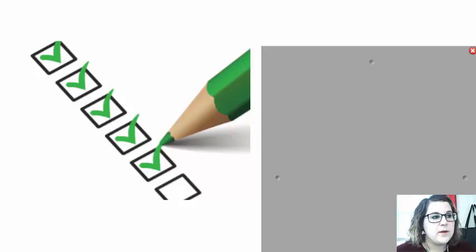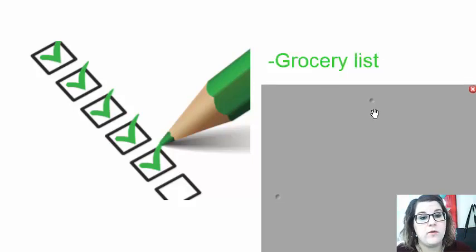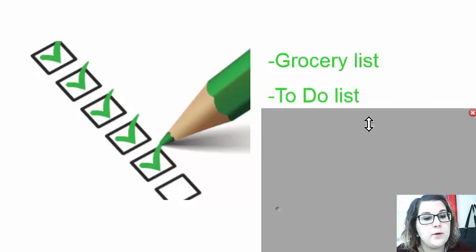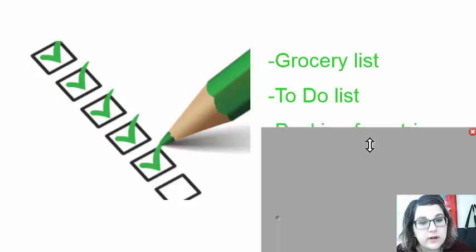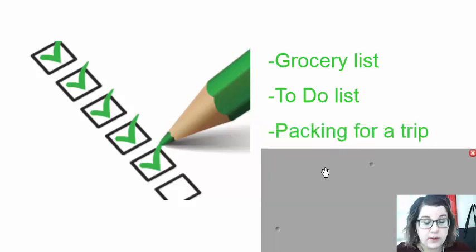Hey writers, throughout our lives we use checklists. We can use checklists for a grocery list. You use a checklist for a to-do list. You can use a checklist when you're packing for a trip. What do you need to put in a bag to bring with you?